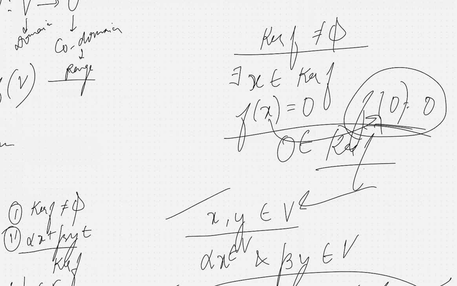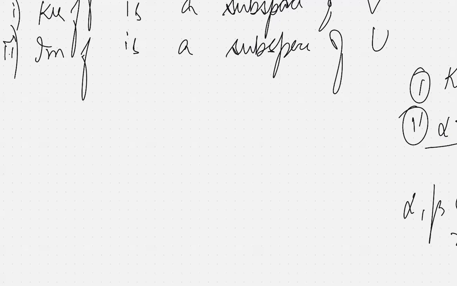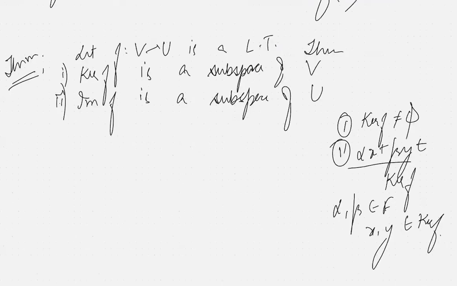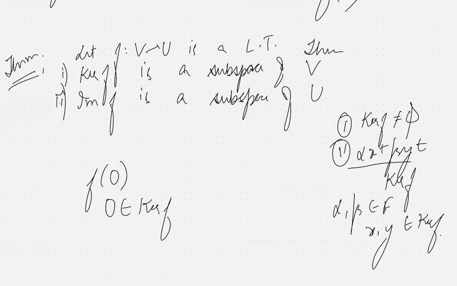They are saying to prove that kernel F is a subspace of V. Can we show that 0 belongs to kernel F? For that, we will have to show that f of 0 is equal to 0, which is actually true. F of 0 is equal to 0 in the case of a linear transformation, because f is a linear transformation. So our solution, I prove, is very easy for the first part.